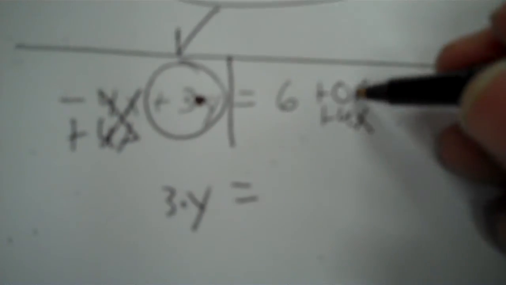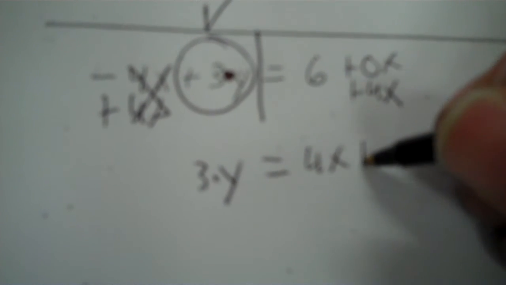So I would add the 4x, I would create a 0x, and add a 4x. So 3 times y would give me 4x plus a 6. Then I divide these all by 3. And now we have solved for y. 4 divided by 3 is a decimal, so 4/3 x plus 2. And you got your m and your b right there.